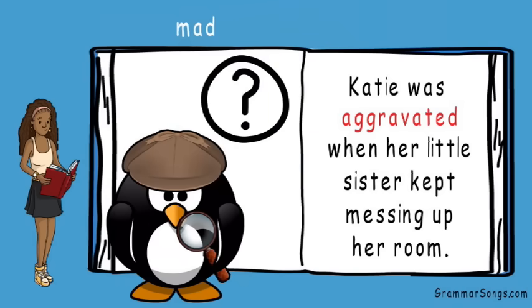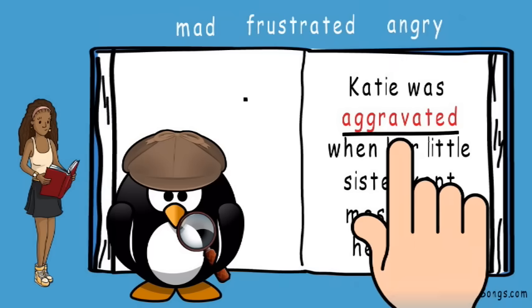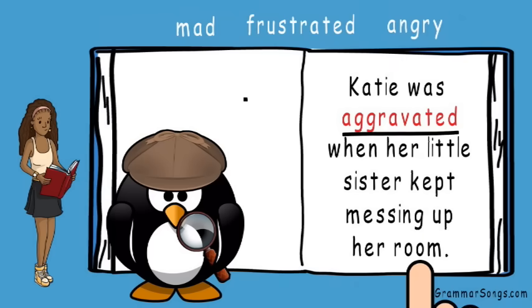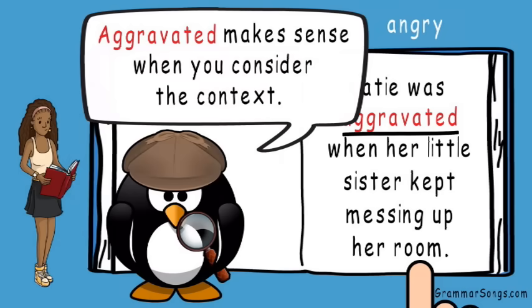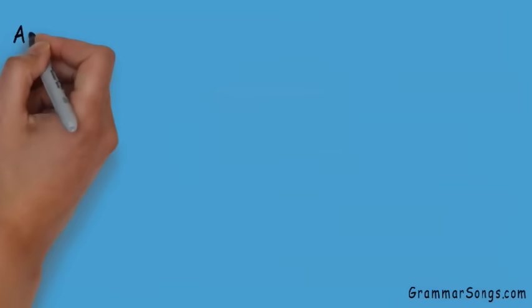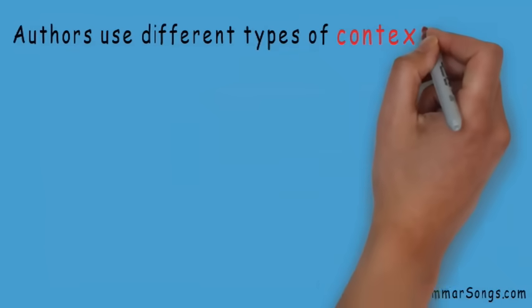Mad? Frustrated? No, this word starts with an A. Angry? Aggravated. Katie was aggravated when her little sister kept messing up her room. Aggravated makes sense when you consider the context. Exactly. Authors use different types of context clues.